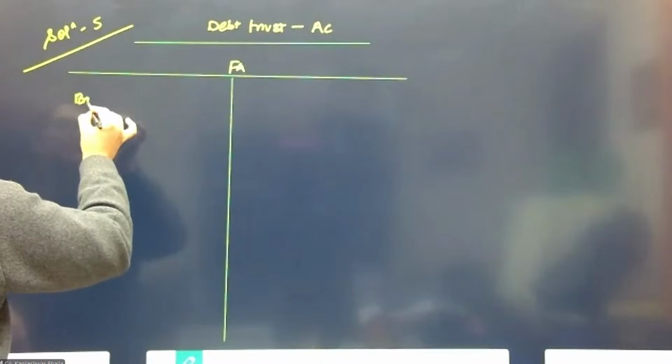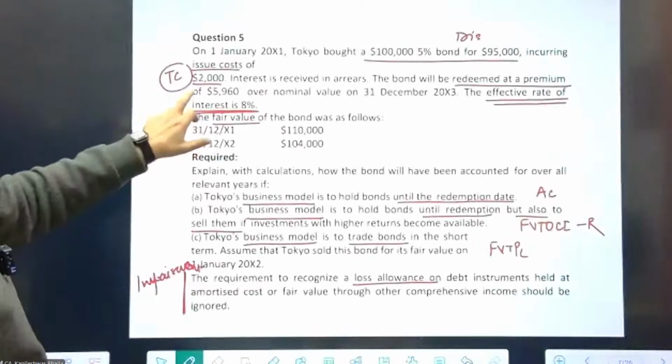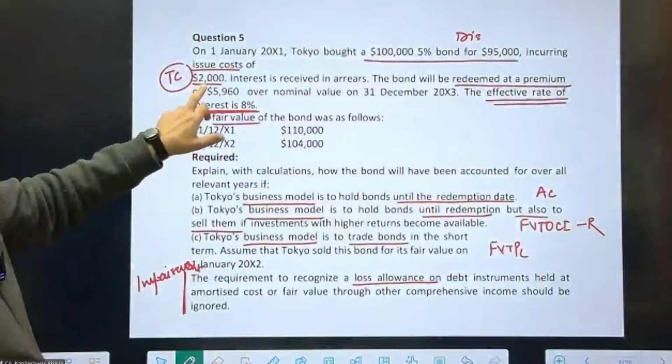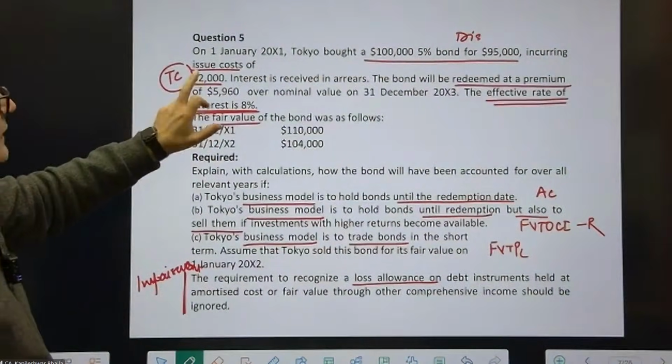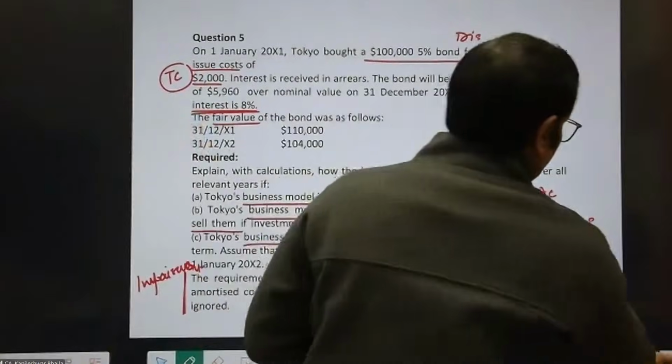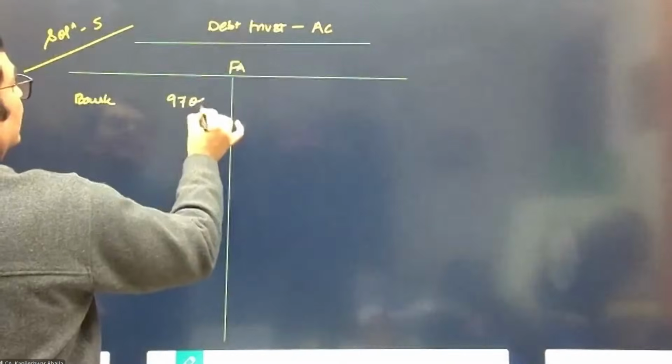So let's consider the financial assets. The initial measurement will be done, let's see, at what value. So 95,000. 95,000 is the value at which you bought this, and there is a TC of 2,000. So that works out at 97,000.